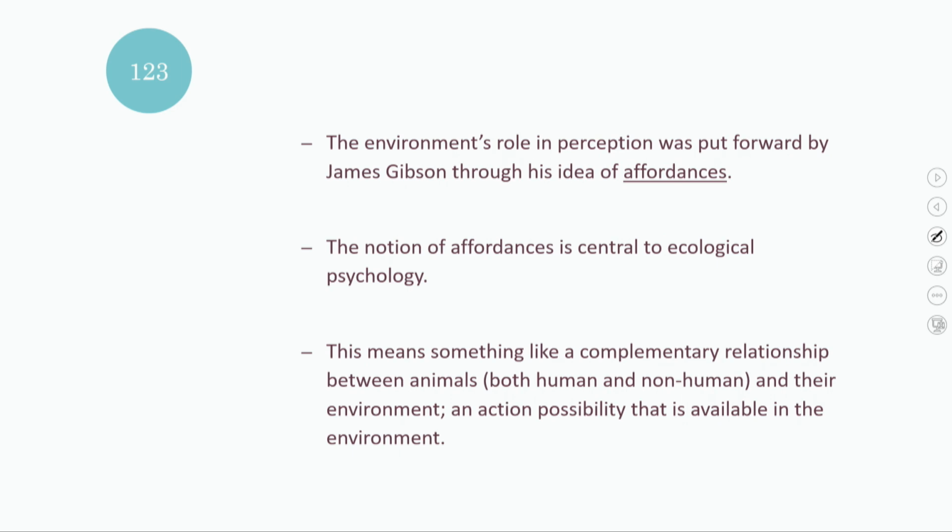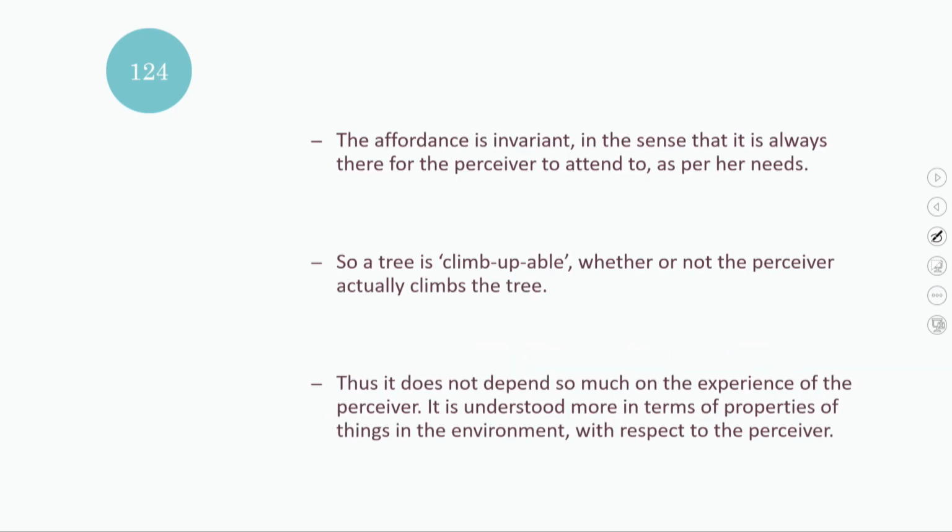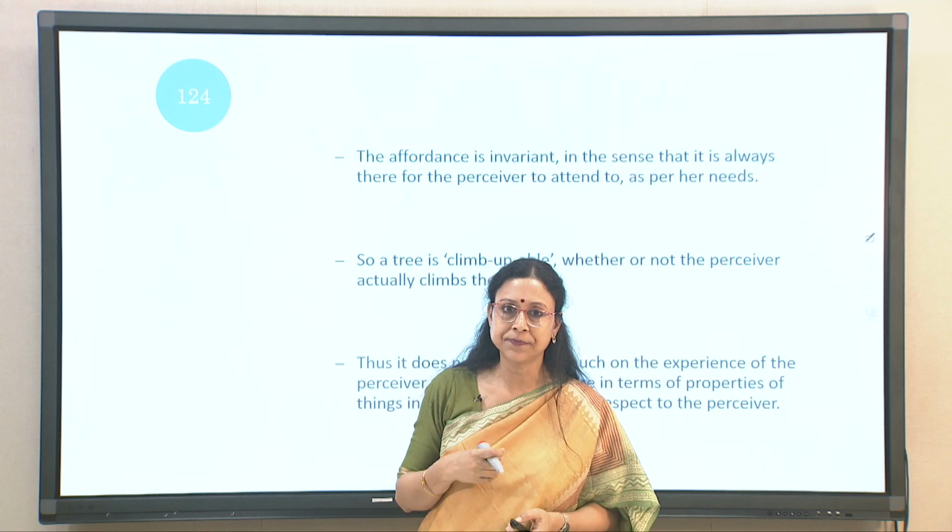Within this idea, there is a very well known idea in psychology called affordances. Basically, affordances means something like a complementary relationship between animals and their environment. So, what you can do, the action potential of a thing. For example, the famous example is that a tree is climbable. Not necessarily will you climb every tree that you see, but it is an action potential with respect to trees. This is what is called affordance in psychology.